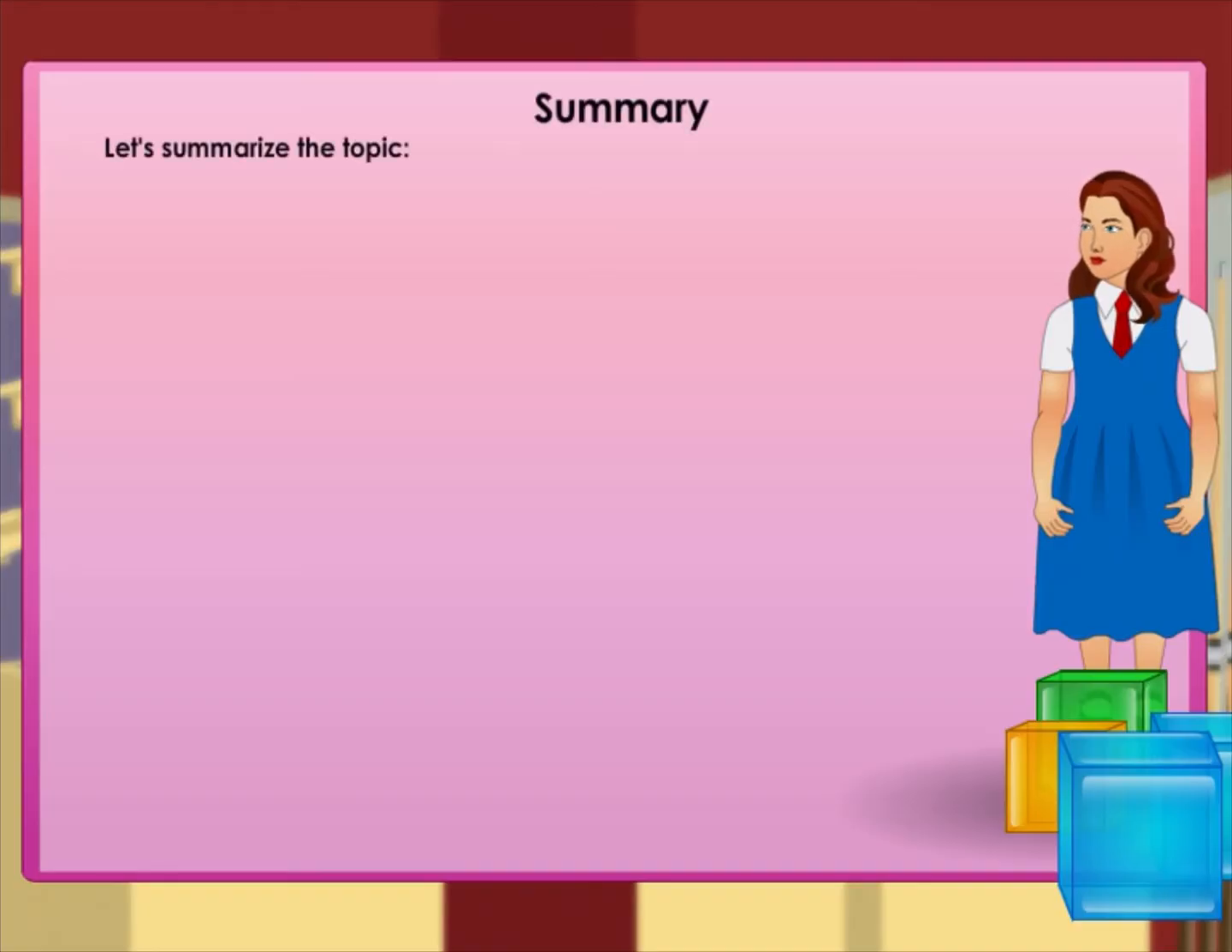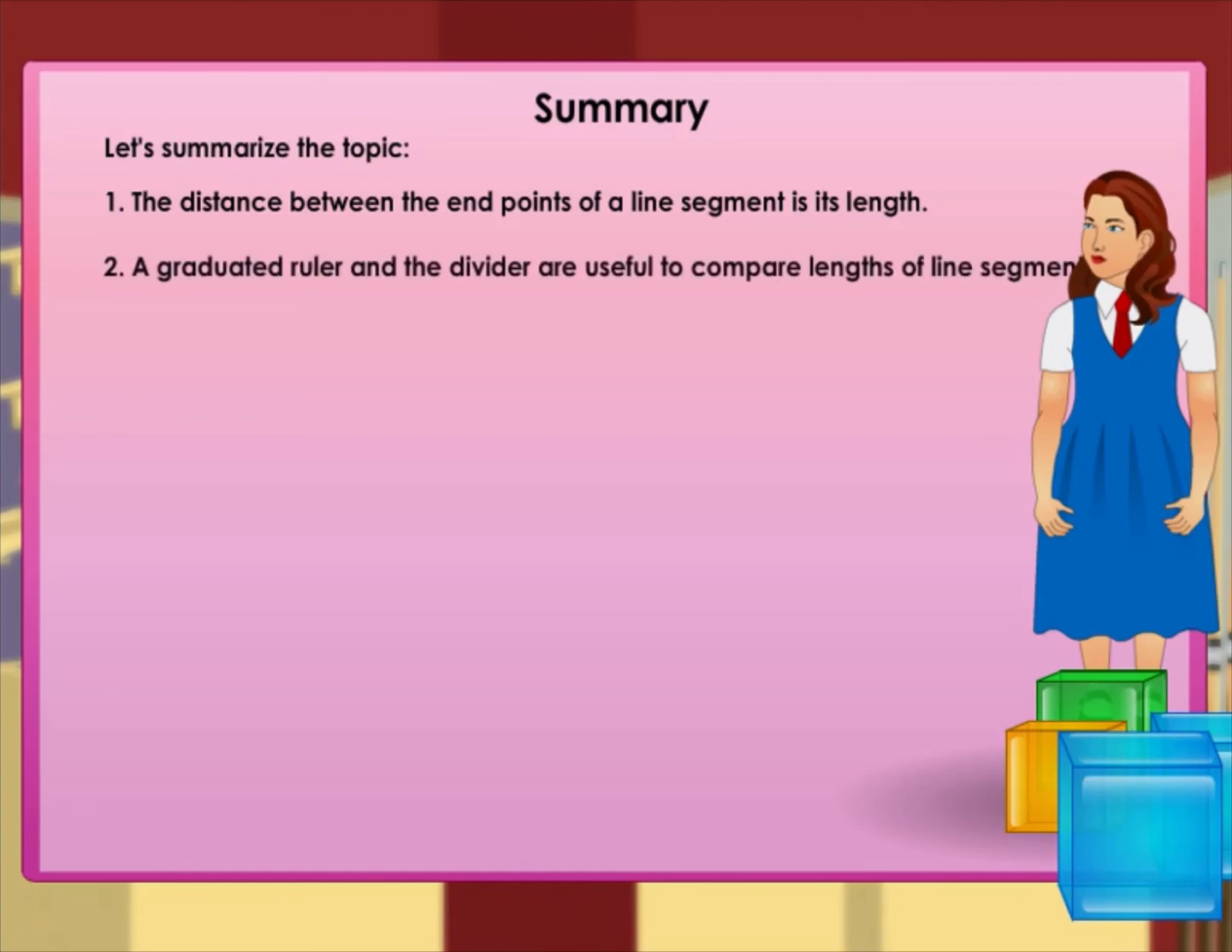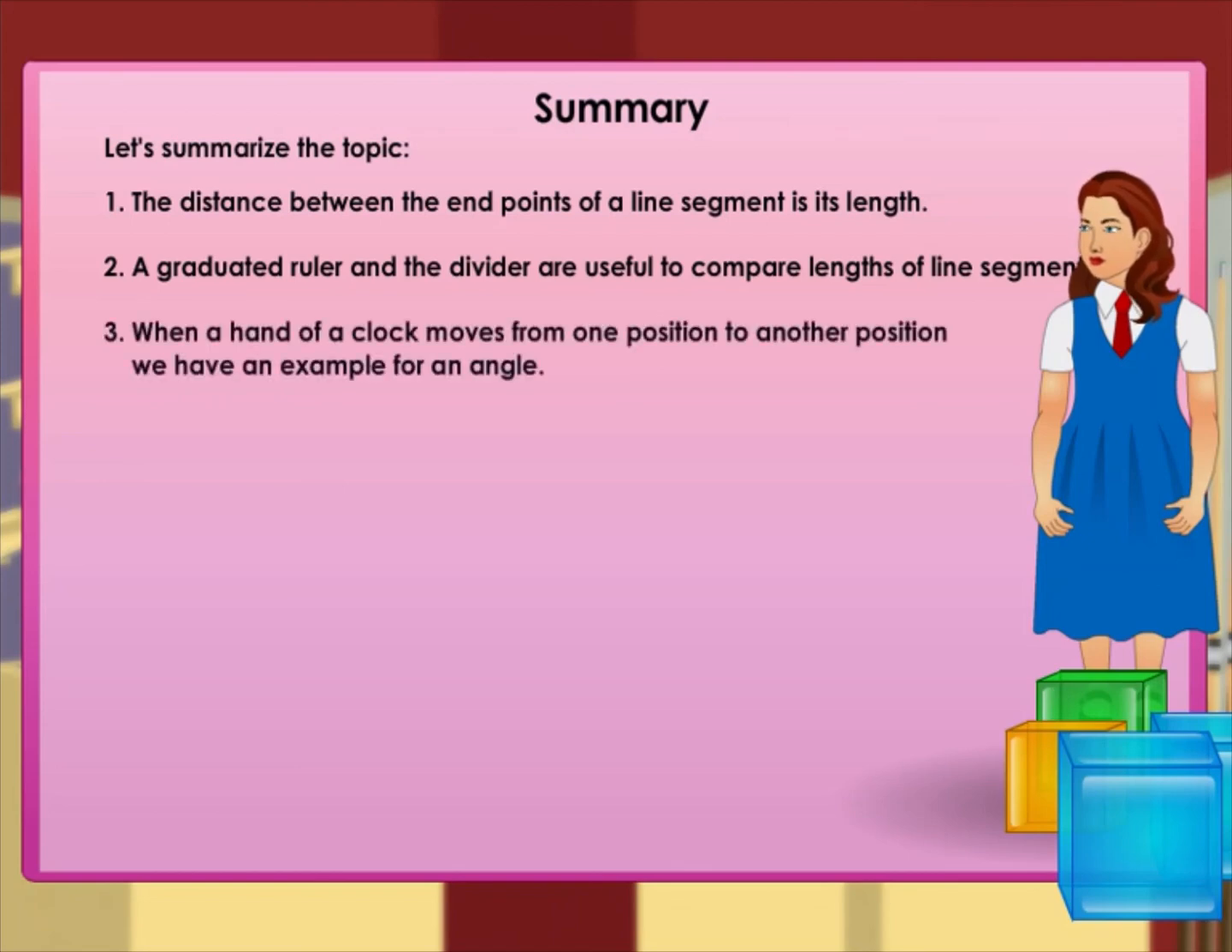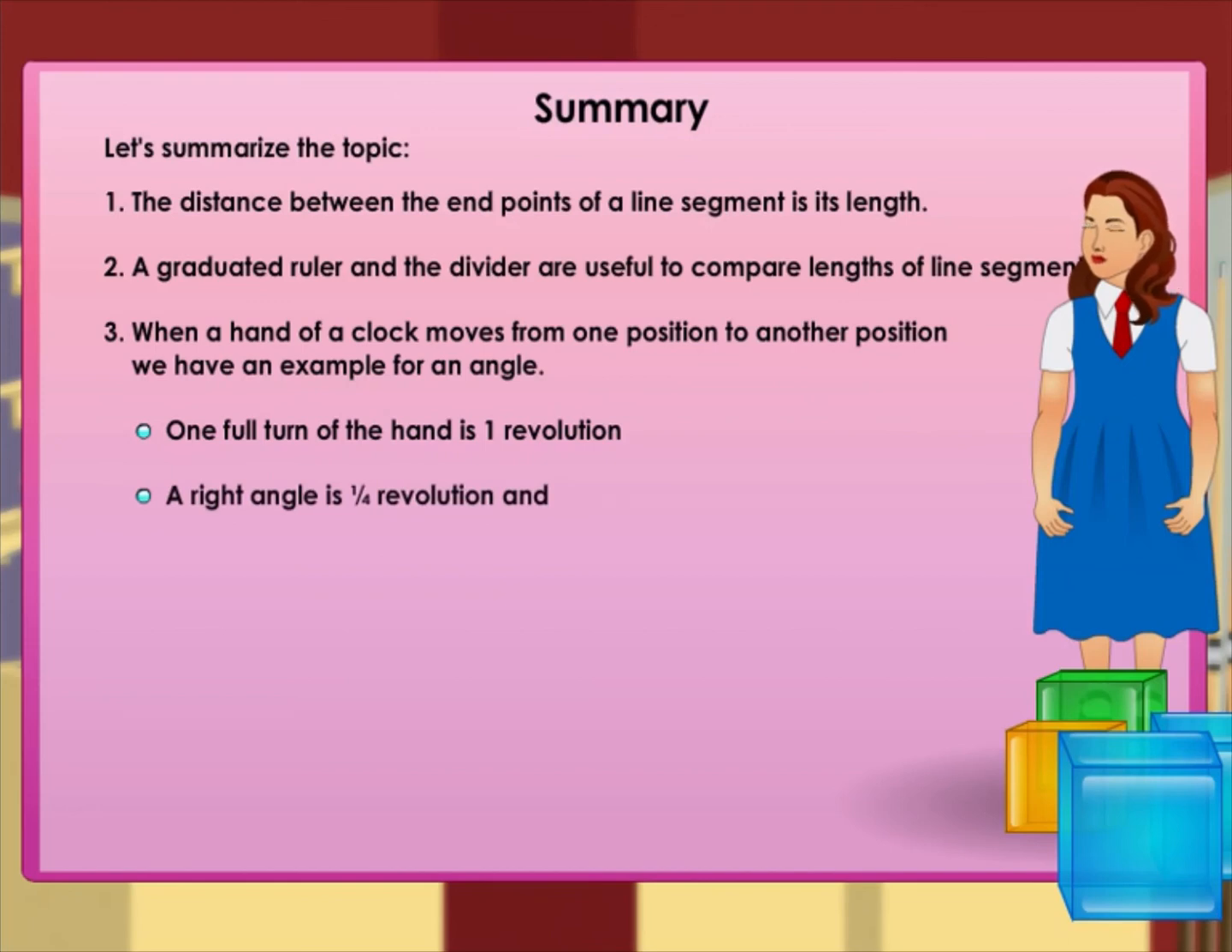Summary. Let's summarize the topic. The distance between the endpoints of a line segment is its length. A graduated ruler and the divider are useful to compare lengths of line segments. When a hand of a clock moves from one position to another position, we have an example for an angle. One full turn of the hand is one revolution. A right angle is 1/4 of a revolution, and a straight angle is half a revolution.